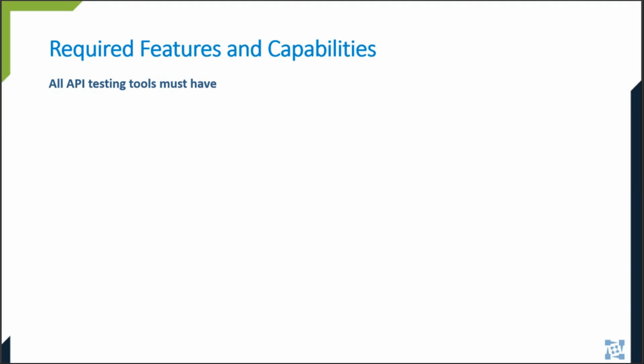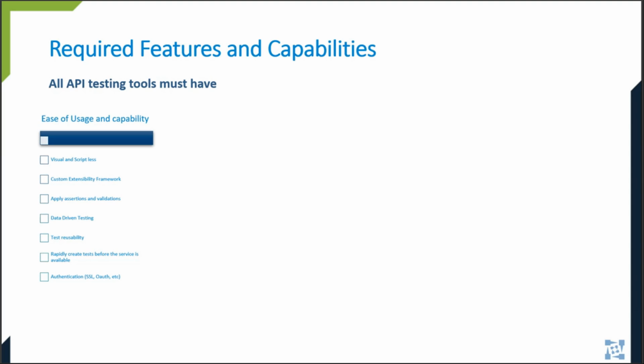Now, this is a bit of an eye chart, and I apologize, but I think the features and capabilities that you need when selecting a tool break down into these categories. Number one, ease of use and capability. You already have this technical challenge when it comes to API testing. You need to make sure that the tool itself is easy to use. And I know it's a little ambiguous, but these are the things that I think.